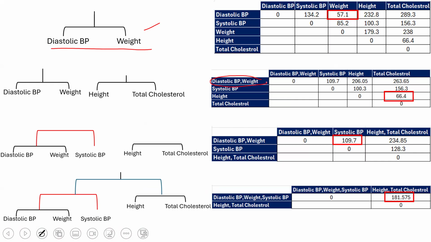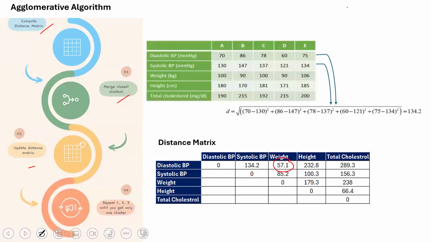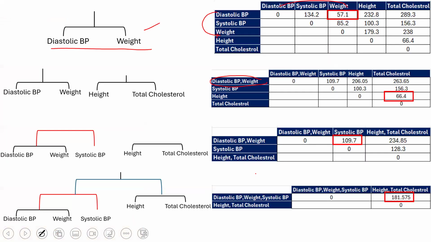Okay. Now, these two are merged from this matrix. So these two are merged. They combined as a single row and a single column. Now, understand this zero here. The distance from diastolic BP to diastolic BP is zero. Systolic BP to systolic BP is zero. Okay. That is what these zeros are. So all the diagonal elements for this distance matrix will always be zero.